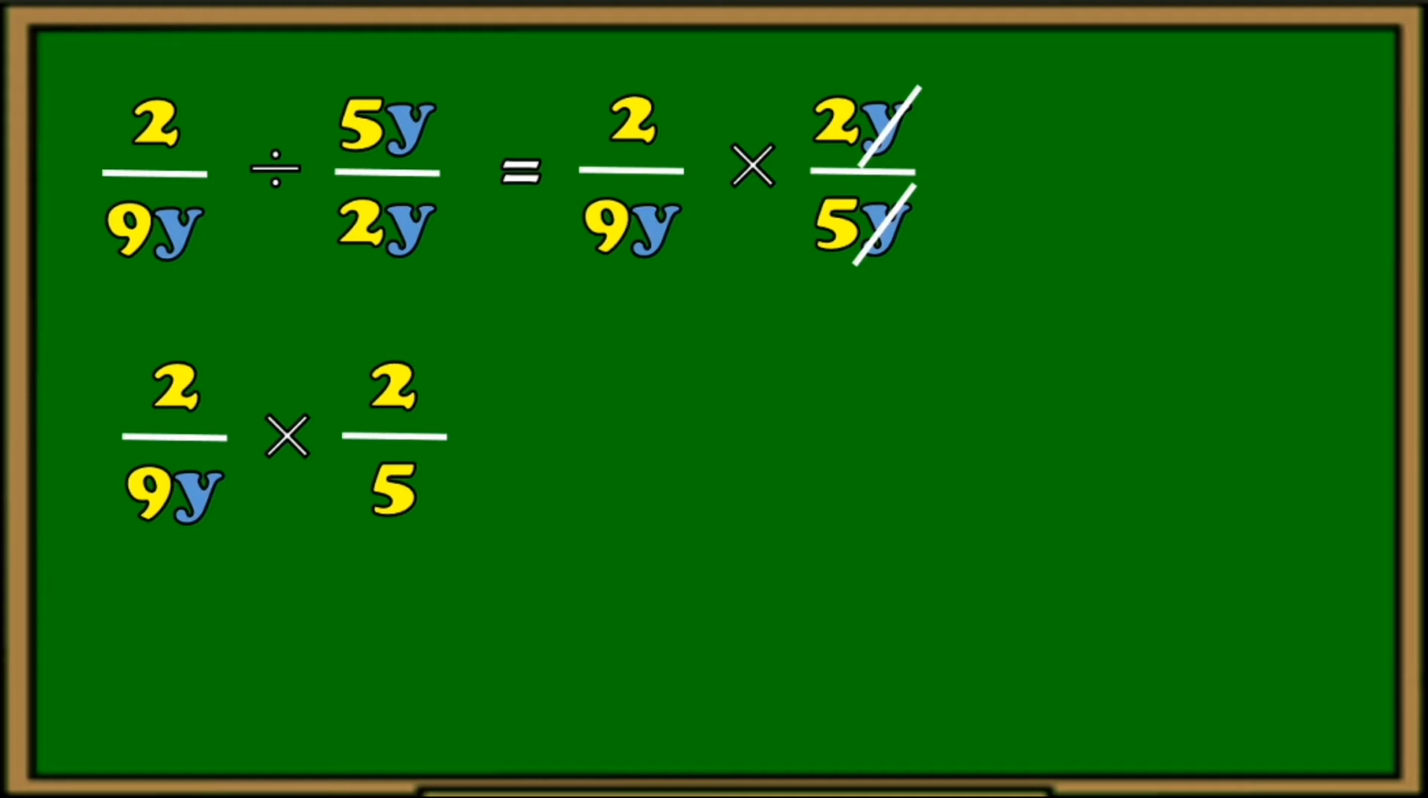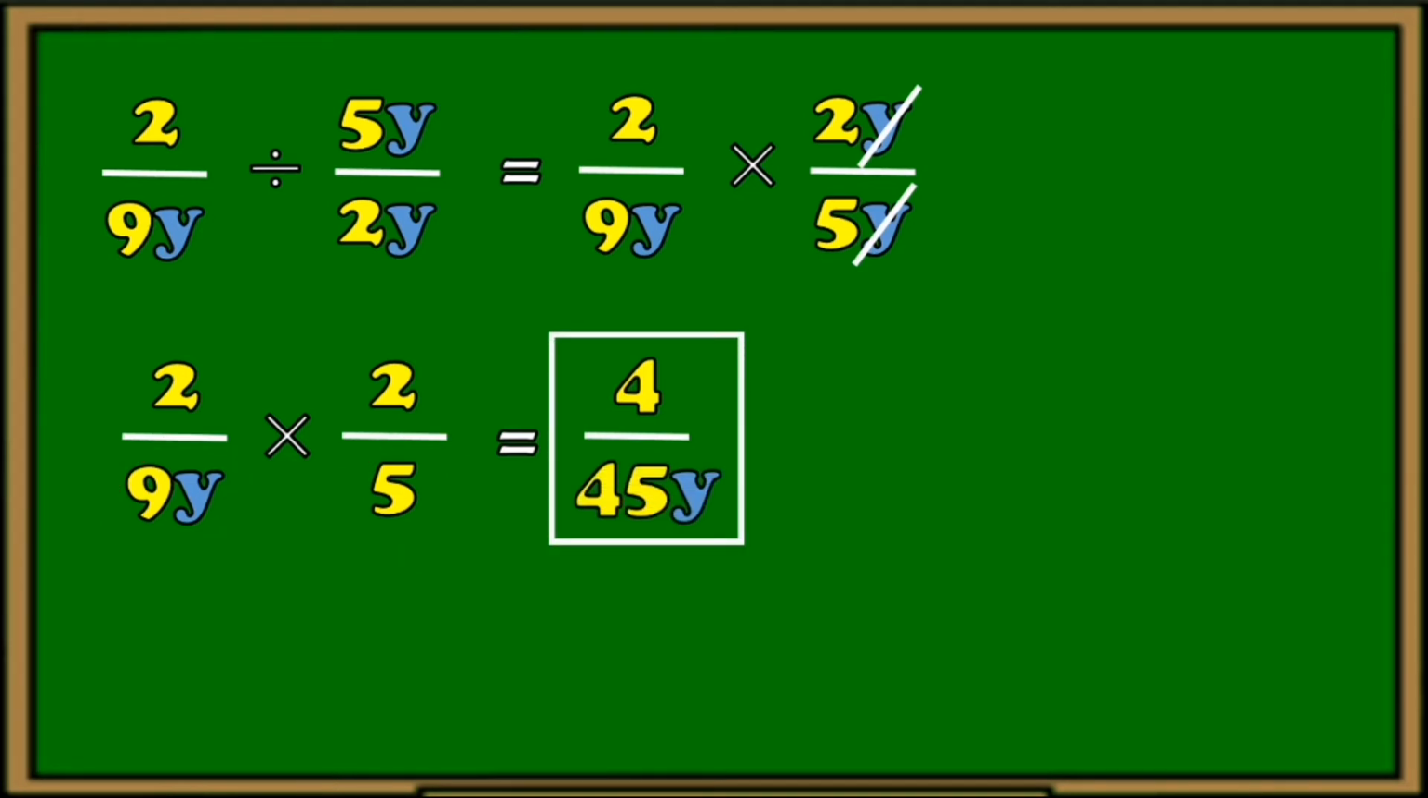Since everything is in their simplest form, we can now proceed to multiplication. Numerator times numerator, 2 times 2 is 4. And denominator times the denominator, 9y times 5 is 45y. That will be our final answer, 4 over 45y.